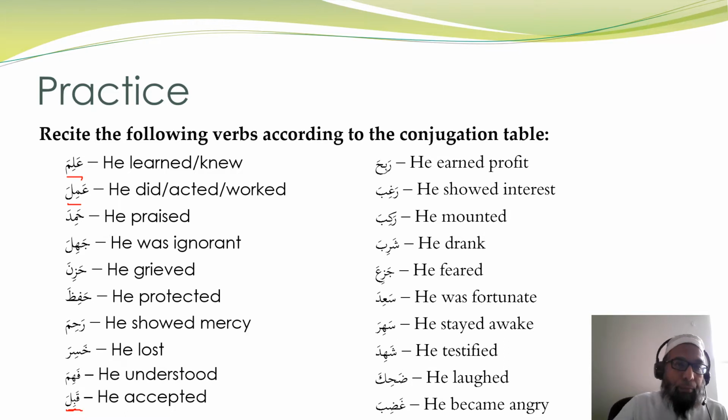Similarly, we have khasira. Khasira dunya wal akhirah comes in the Quran. He lost out in the world and in the hereafter as well. خسر خسرا خسروا خسرت خسرتا خسرنا خسرت خسرتما خسرتم خسرت خسرتما خسرتن خسرت خسرنا. فهم فهما فهموا فهمت فهمتا فهمنا فهمت فهمتما فهمتم فهمت فهمتما فهمتن فهمت فهمنا. Fahimtu means I have understood. Fahimna, we have understood.